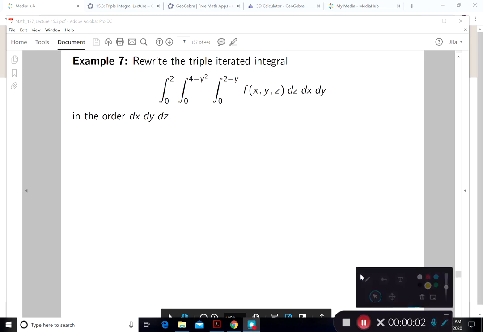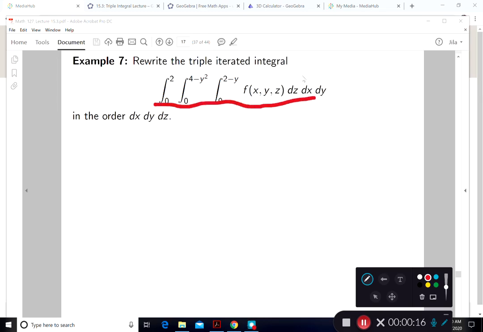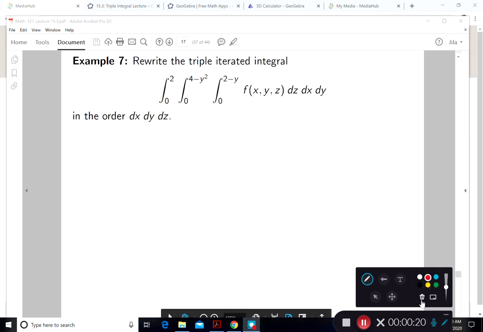We're continuing with our triple integral non-simple region instruction. This time we're having the triple integral given to us, and the plan is to basically change the order of the integration.